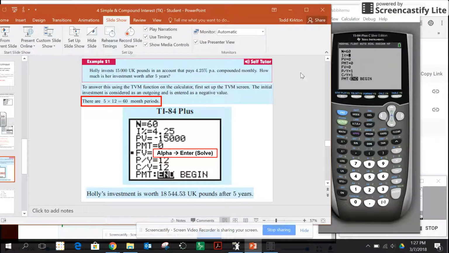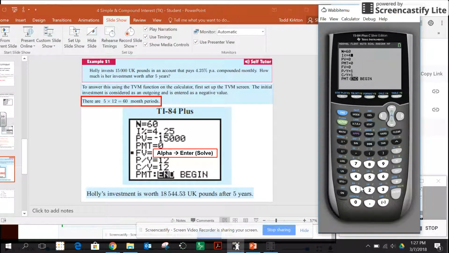All right, let's try this again. So we're picking up where we left off. I'm entering 4.25 here. Present value, negative 15,000. Payments, we're not making a payment. We're going to be calculating our future value. There are 12 compoundings a year. That's because it says it's monthly compoundings per year, and we want it at the end.